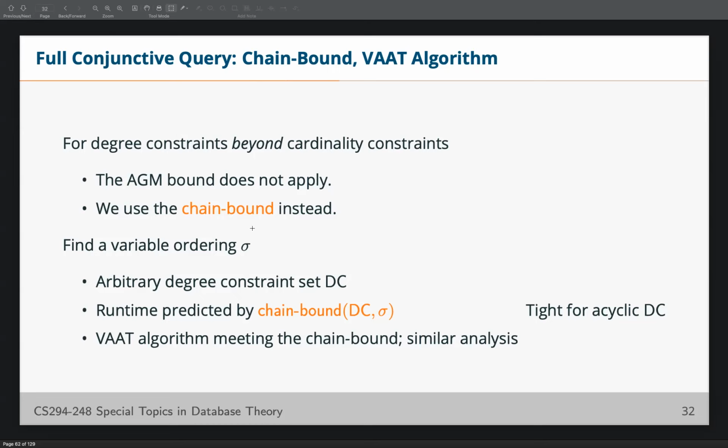And you can repeat the same argument and then it will run in that time. However, the chain bound is parameterized by a variable ordering, and this bound could be more or less depending on this variable ordering. And that's kind of the query planning issue, exactly as you pointed out.